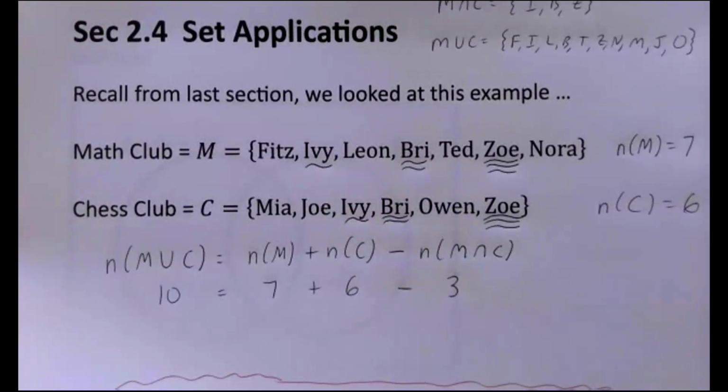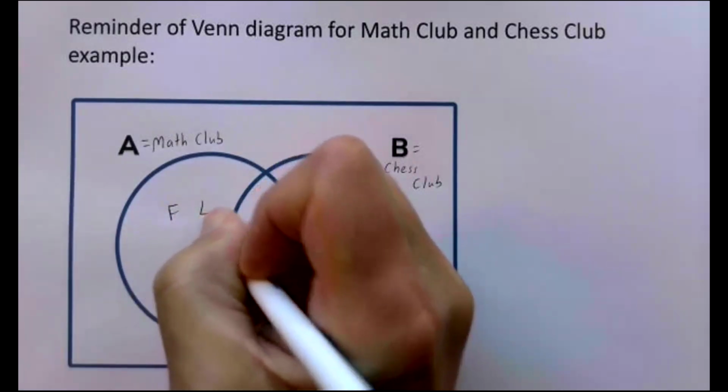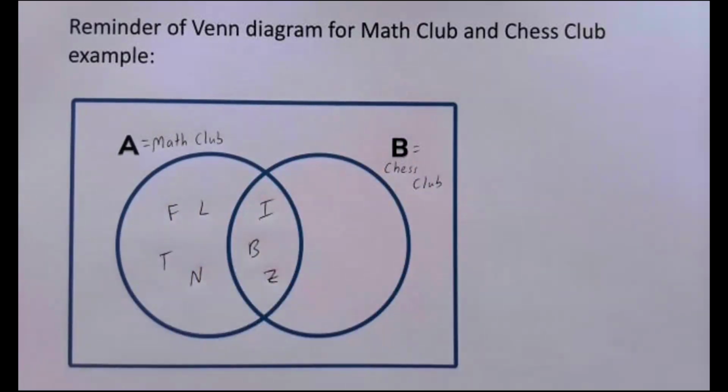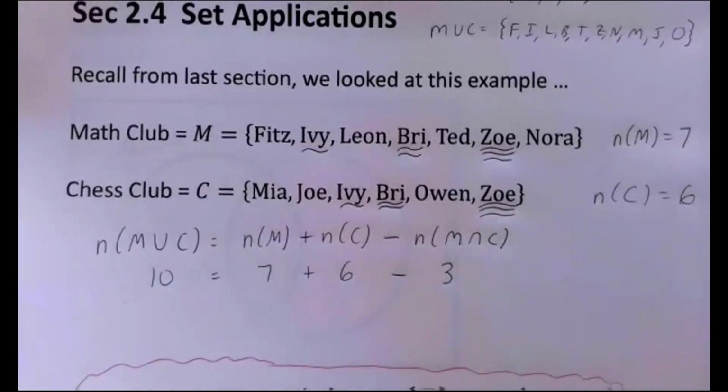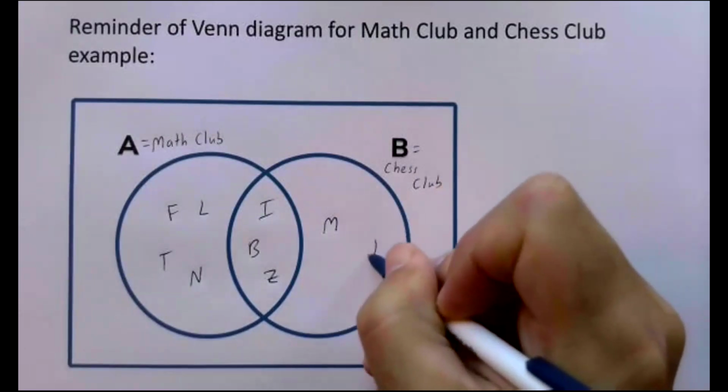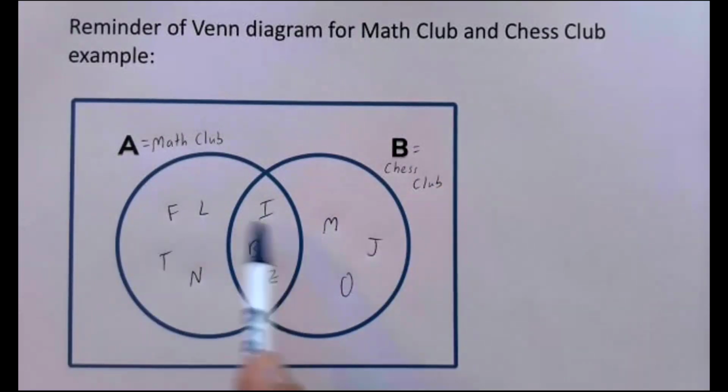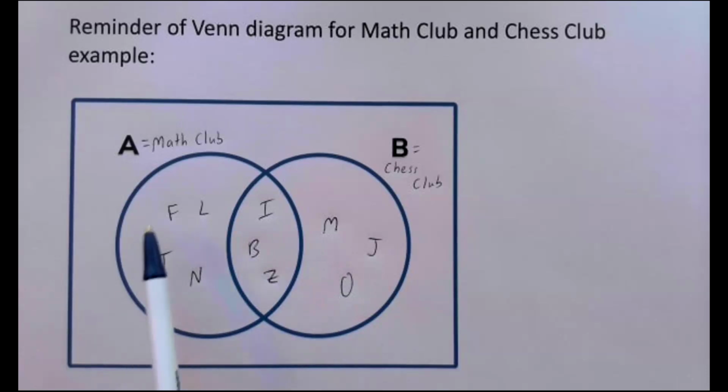But Fitz and Leon and Ted and Nora only are in the math club. They are not involved with the chess club, so we don't want them to be in that circle. We want these three to be in both circles. And then finally, Mia, Joe, and Owen need to be only over here in the chess club, but not in the part that overlaps with the math club. So there are 10 distinct people right there. 1, 2, 3, 4, 5, 6, 7, 8, 9, 10. There are 10 people in the union of the two clubs. You can see that right there. When we talk about the union of the two clubs, we're talking about just anyone, anywhere in one of the circles.